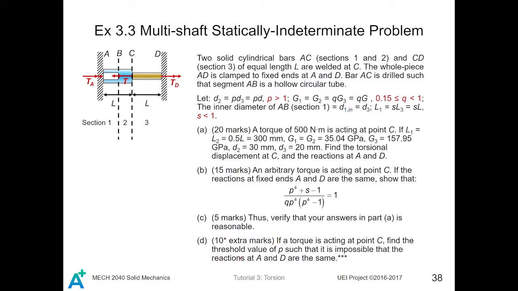The whole piece AD is clamped to fixed ends at A and D, so those two ends are fixed. Bar AC is drilled such that the segment AB is a hollow circular tube. So in this part, it is a hollow circular tube, and it is connected to a solid cylindrical shaft. We now define some dimensionless quantities.